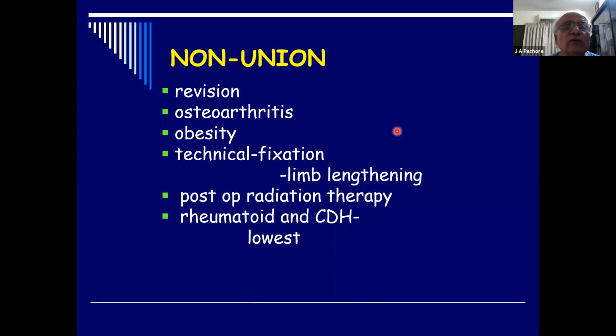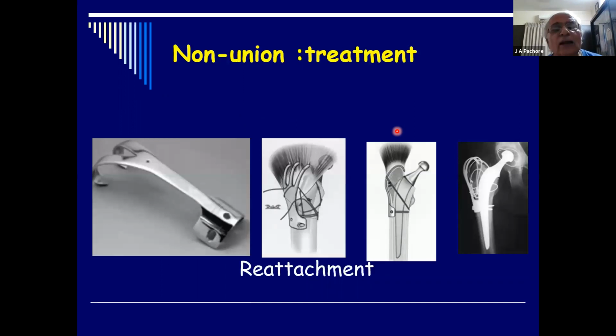Non-unions are very common with obesity, technical difficulties, and rheumatoid patients. So how do we tackle the non-unions? Sometimes if the trochanter has migrated up only 10-15 millimeters, we normally don't fix it. If it has migrated too much, or the patient has an abductor limp, you can revise it by reattaching it. There are various ways we can do it. But again, the success rate is not that great.